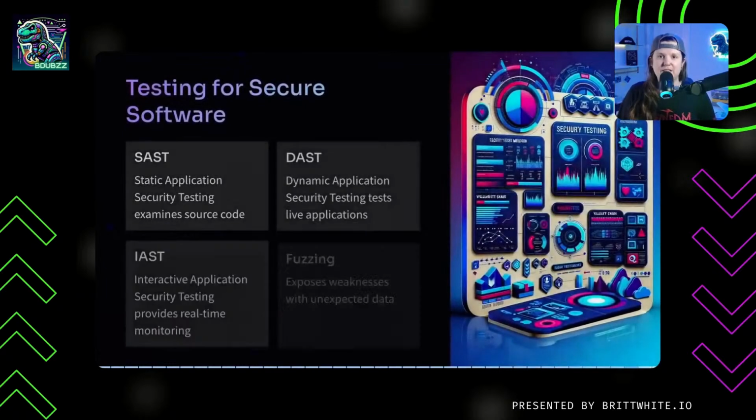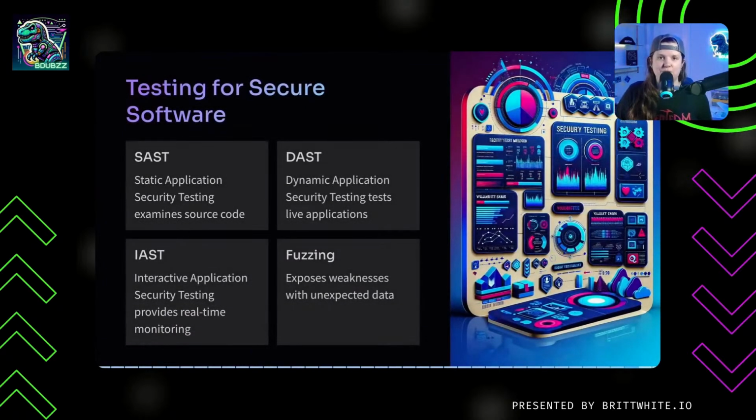Testing serves as your security safety net by catching vulnerabilities early. SAST, or Static Application Security Testing, examines source code directly. DAST, or Dynamic Application Security Testing, tests live applications. IAST, or Interactive Application Security Testing, provides real-time monitoring. And fuzzing exposes weaknesses by injecting unexpected data. For maximum protection, integrate SAST into your CI/CD pipeline and conduct fuzz testing during QA. Both are essential for robust security.